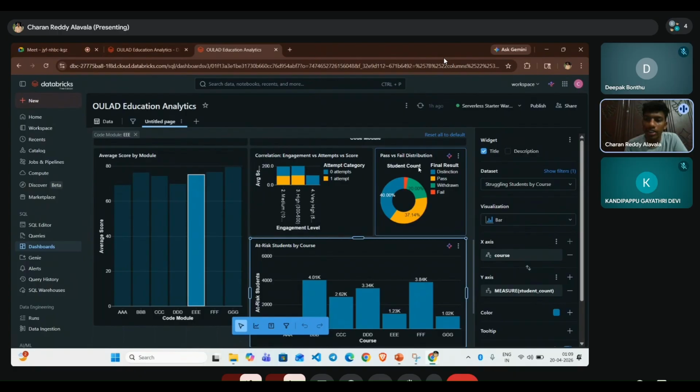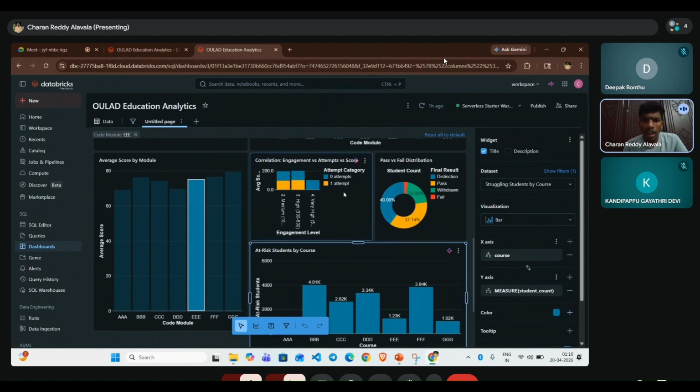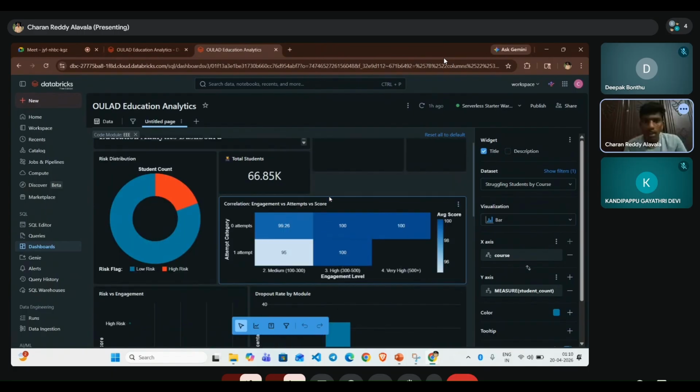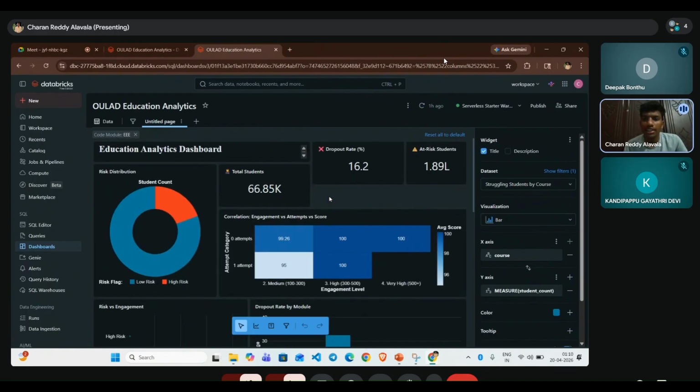And coming to the pass versus fail distribution, we can see how many students passed with distinction, how many students passed, how many students withdrew from the course, and how many students failed. This will identify the percentage and student count with distinction and the remaining results. Coming to engagement versus attempts versus score, we can check the engagement level of the students and their scores. This is the final dashboard. We can see that the dropout percentage is 16.2 percent and risk students are 1.89 lakhs.